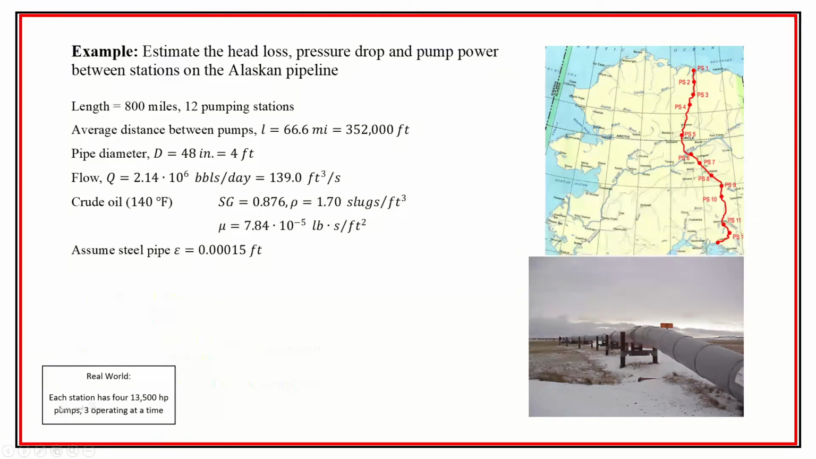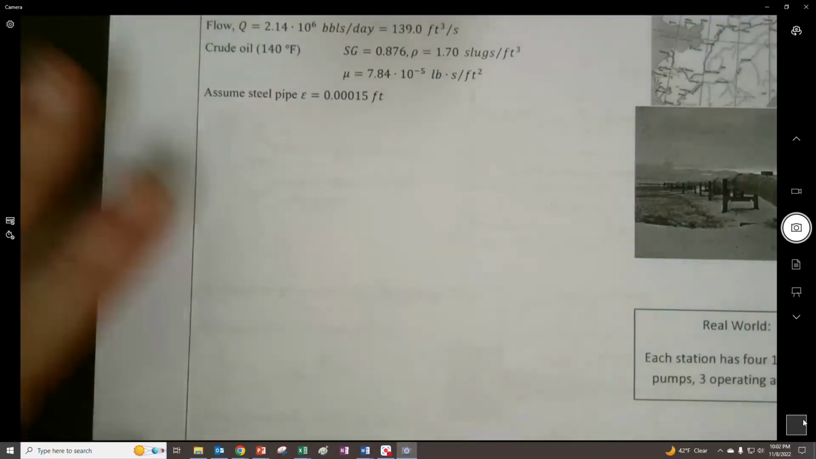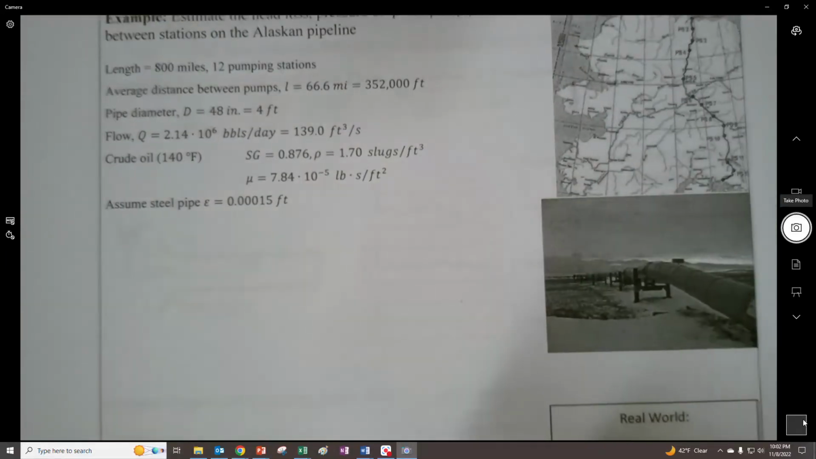By the way, in the real world, according to Wikipedia, every station has four 13,500 horsepower pumps, and they usually use three operating at a time. So this is kind of an important, interesting thing to take a look at.